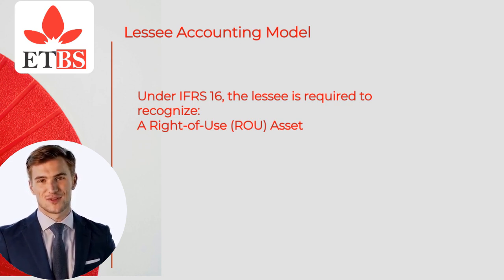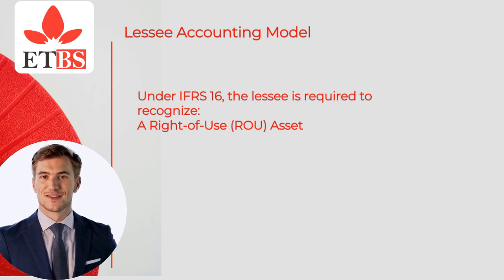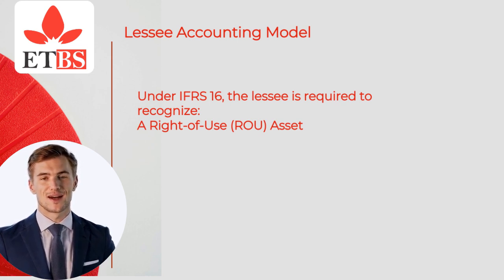Right-of-use asset: initial amount of the lease liability, plus initial direct costs, restoration costs, and prepaid lease payments. Subsequent measurement: the ROU asset is depreciated over the lease term, or useful life if ownership transfers. The lease liability is increased by interest and reduced by lease payments. Exemptions, optional for lessees: short-term leases, less than or equal to 12 months, and low-value assets, e.g. laptops, small office equipment. These can be expensed straight to P&L.